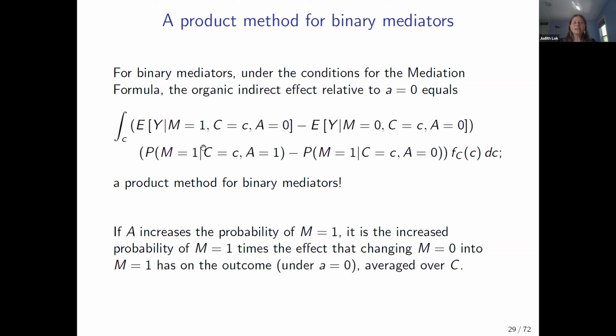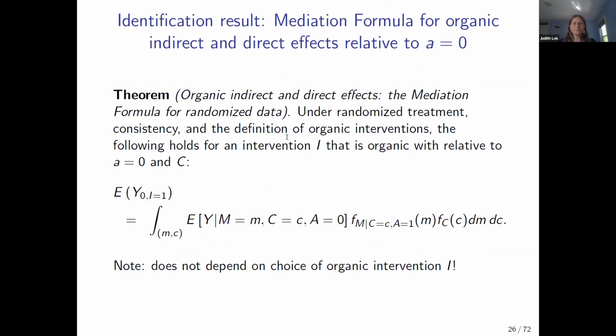One thing that you see in this mediation formula, if we have this organic indirect effect, is that we have the probability of M equal to 1, both under A equal to 0 and under A equal to 1. But we have this difference between expected outcomes only under A equal to 0. And when we look back at the mediation formula, we also see that for this expected outcome, we only need the expected outcome under A equal to 0.